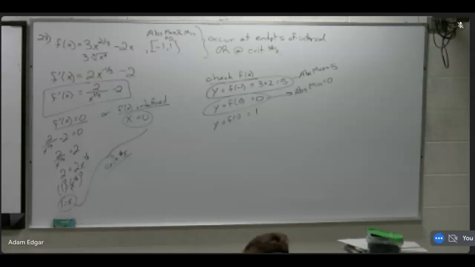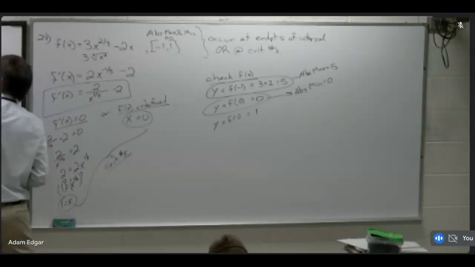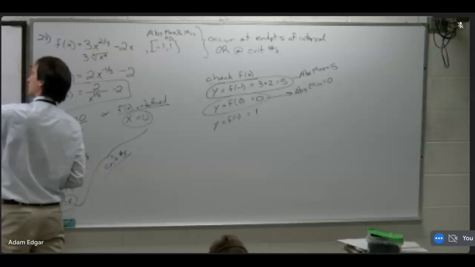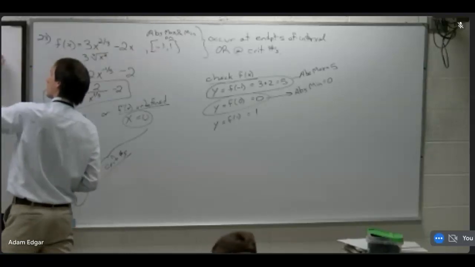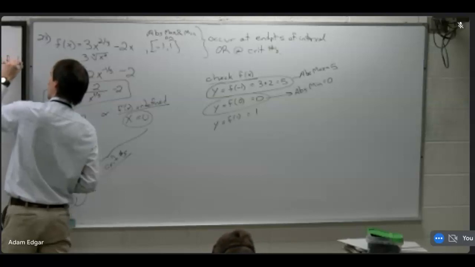All right, so major takeaways from chapter 3.1. First, a critical number is an x value for which f prime of x equals 0 or undefined. Cool?